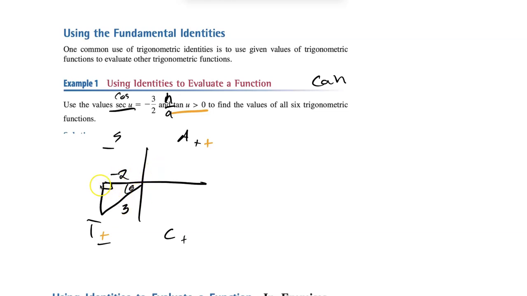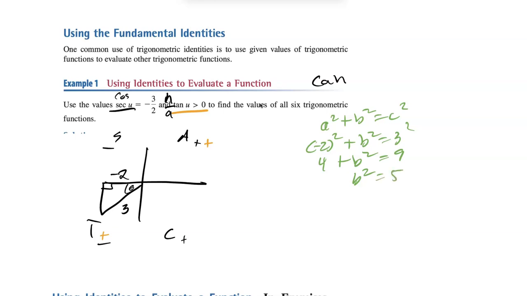So all we've got to do now is find the missing side, and then we're done with this problem. We can do all 6 trig functions. So we're going to do a squared plus b squared equals c squared. We'll say negative 2 squared plus b squared equals 3 squared. 4 plus b squared equals 9. b squared equals 5. b equals plus or minus root 5. In this case, negative root 5 because we are going down.